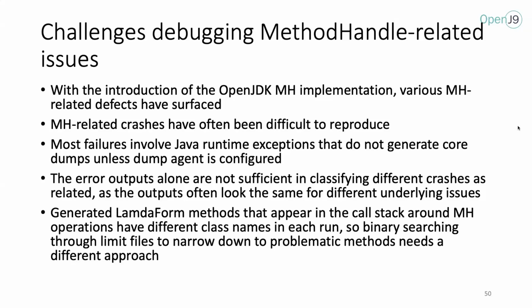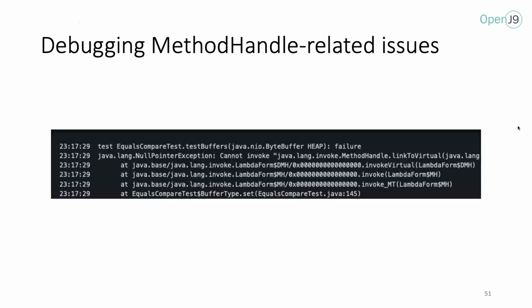And finally, it is also hard to narrow down to the smallest set of methods we need to compile in order to reproduce it, mainly because the Lambda form generated methods have different names in each session. So it is hard to really binary search our way through limit files in order to narrow it down.